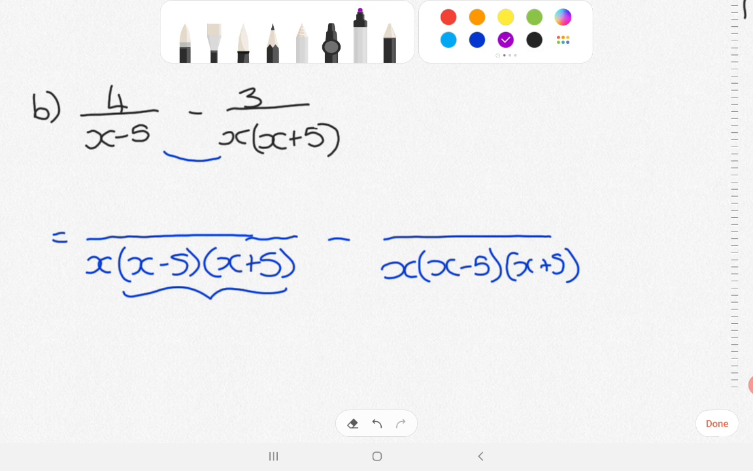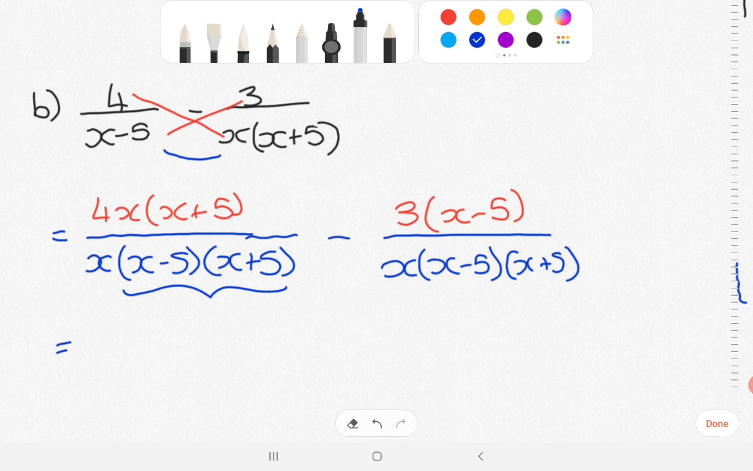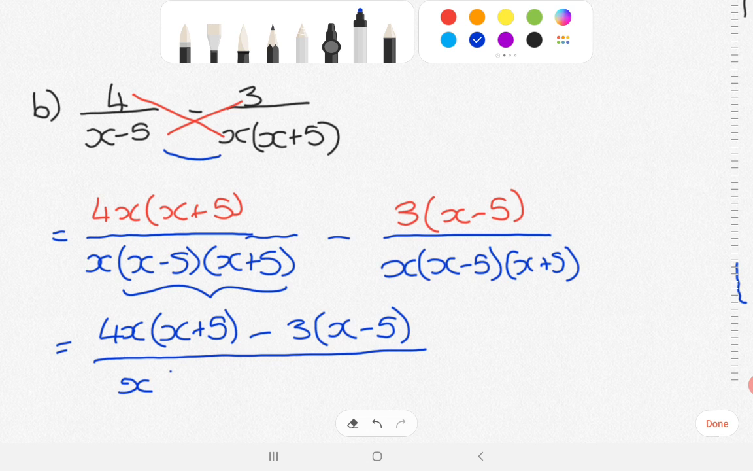That's enough. Now, there's the smile part. Now we need to do the kiss part. So we do that times that. So we've got 4 times x plus 5. So it doesn't matter that there's two parts to this denominator, we still are doing the same thing that we would normally do. And then on the other side, we're going to have 3 times x minus 5. Okay, from there we're going to bring that together. So we're going to have 4x times x plus 5 minus 3 times x minus 5, and that's going to all be divided by x times x minus 5 times x plus 5.